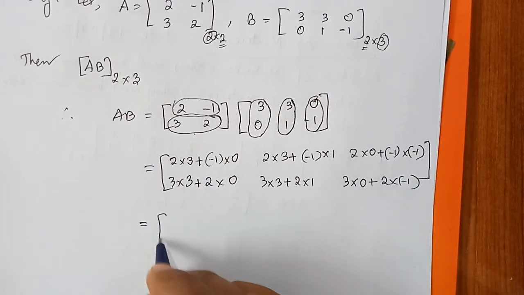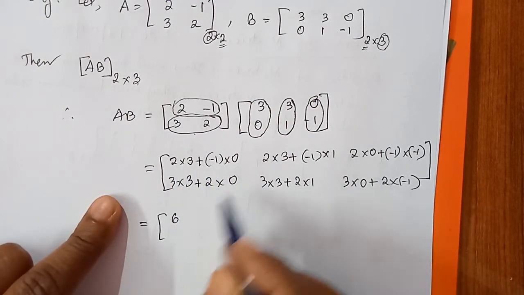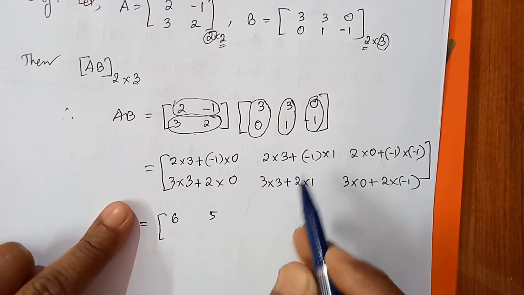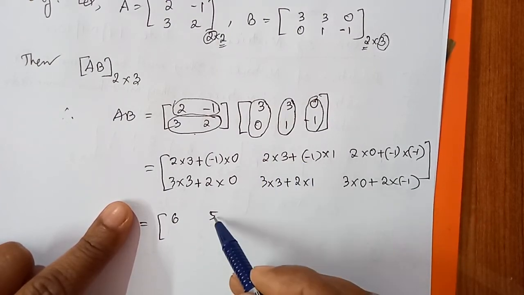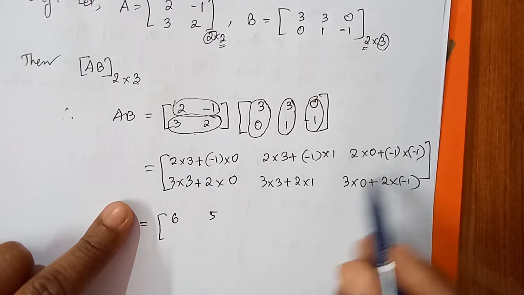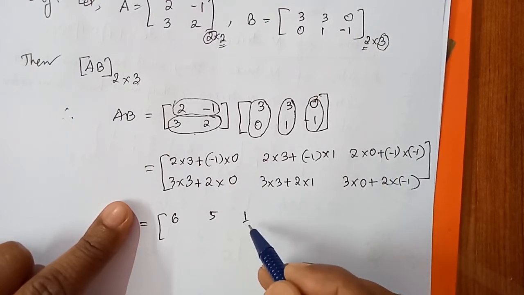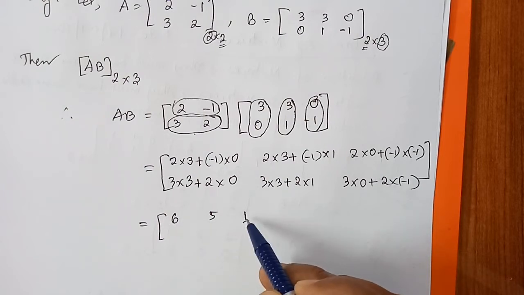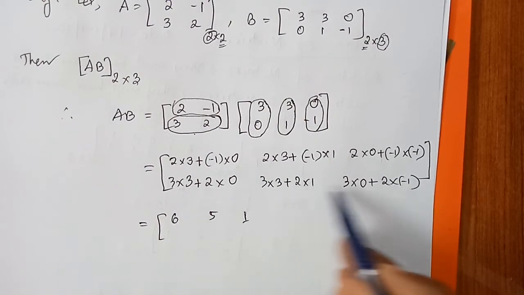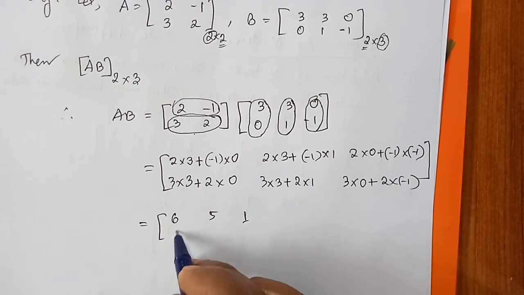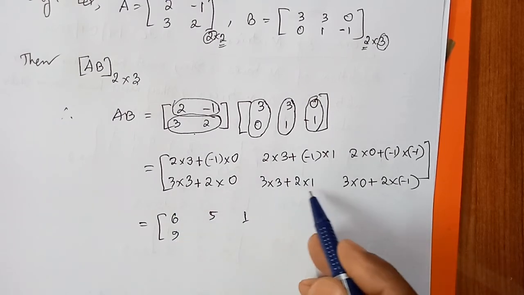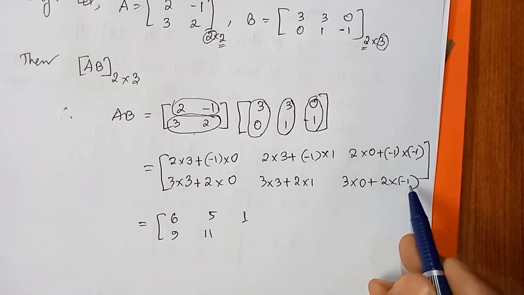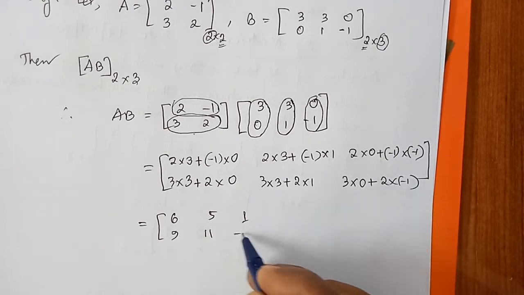Now simplify this, you will get your matrix. 2 3 is 6, 0, and 2 3 is 6 minus 1, 5, second element of the first row, and from here 1, third element of the first row. So in that way I have got the 3 elements of the first row. Now calculate the second row elements. Here it will be 9, and here will be 9 plus 2, 11, second element of the second row, and this will give you the third element of the second row, minus 2.